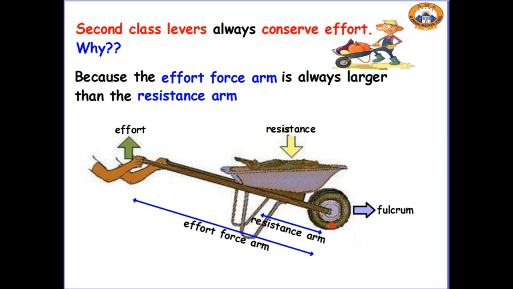I want you to know that in the second class levers, the effort force arm will always be longer than the resistance arm. You know why? Because in the second class lever, the resistance will always be in the middle, so the effort force will be farther from the fulcrum. That's why the effort force arm will always be longer than the resistance arm in the second class levers. So the second class levers will always conserve effort.